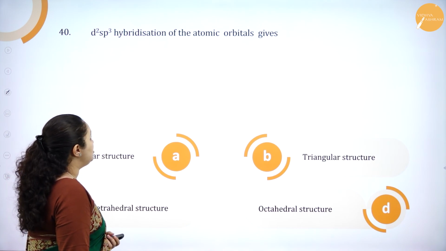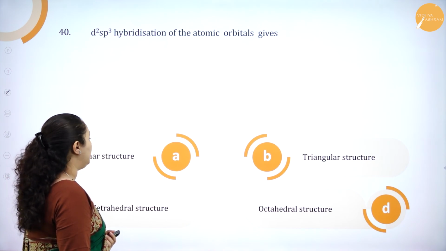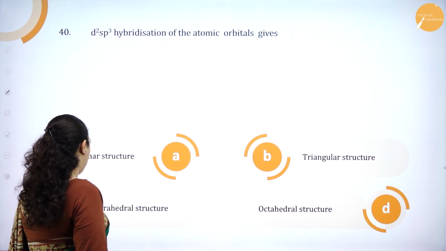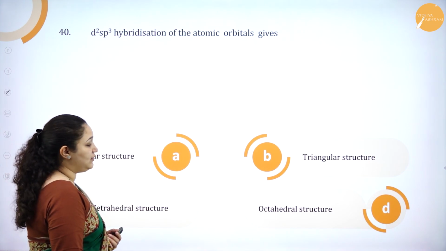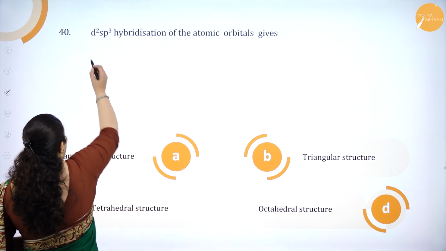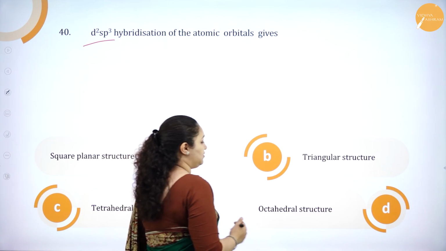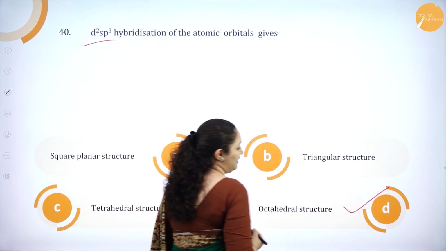D2sp3 hybridization of the atomic orbitals gives a square planar structure, triangular structure, tetrahedral structure, or octahedral structure. D2sp3 hybridization will give an octahedral structure. So option D is the correct answer.